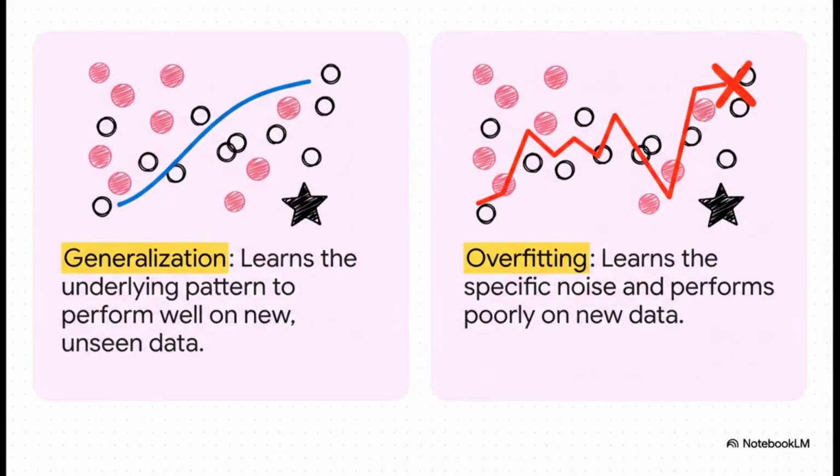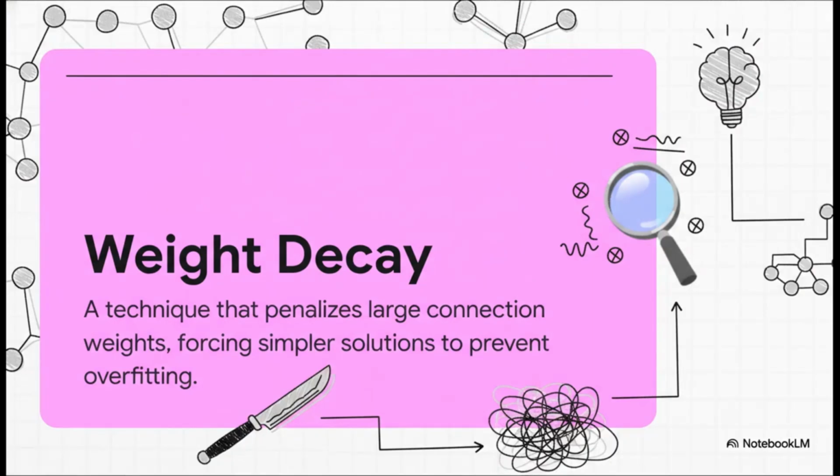And this really breaks down the difference, right? On the left, you've got what we want, generalization. That smooth line gets the general idea, so it's going to do a good job on new stuff it hasn't seen before. But on the right, that's overfitting. That crazy line has perfectly memorized the training data, but the second you show it something new, it's going to be completely lost. So how do we fight this?